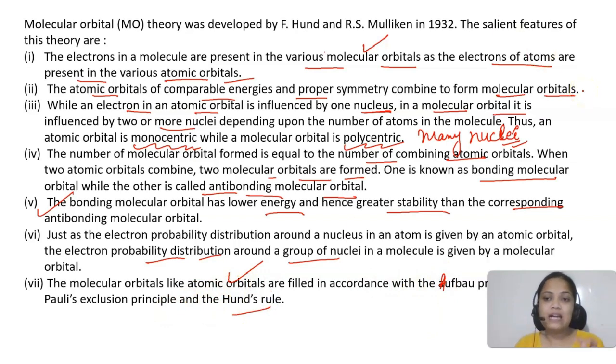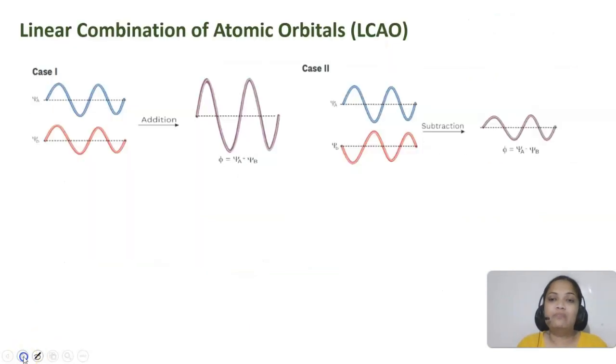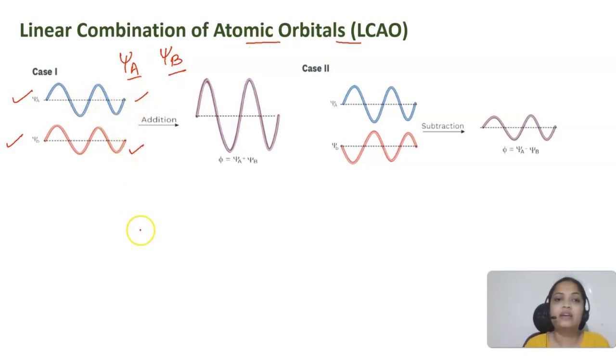Okay, so these are the main postulates of molecular orbital theory. Now what do we mean by bonding and anti-bonding molecular orbitals? Try to understand, students, these are the wave functions, psi A and psi B, corresponding to the atomic orbitals that we are having. So we are having two atomic orbitals, psi A and psi B.